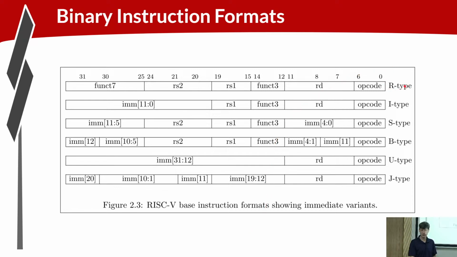So these are the formats for those types. R type again has two source registers, source 2 and source 1. Even though it doesn't look like it, these are both 5 bits, and a destination register. The specific instruction is given by the opcode field and the funct3 field and perhaps funct7. So these fields together narrow in on the actual instruction. Is it an add? Is it an or, whatever else? I type, instead of having the second source, has immediate bits.